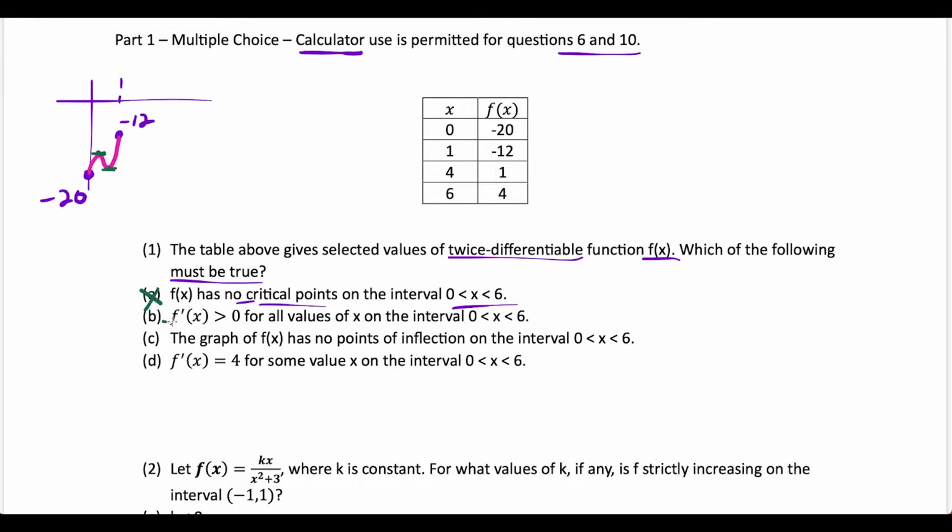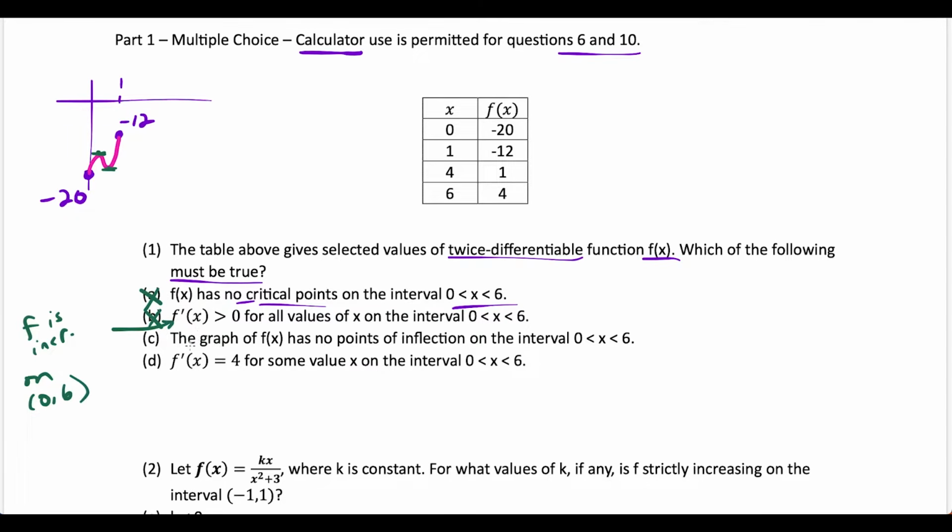And choice B is essentially saying the same thing here. If f prime is always positive, that means f is increasing specifically on the interval from 0 to 6. But notice the way that we drew this, see how we went up, down, and then back up? This contradicts choice B as well.